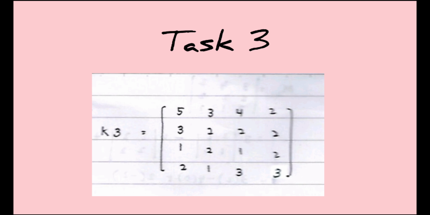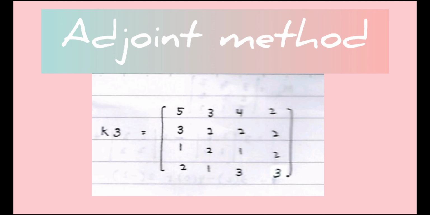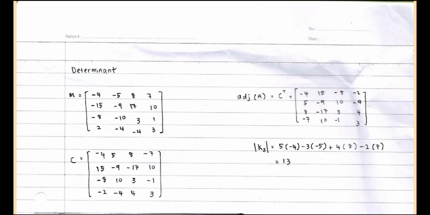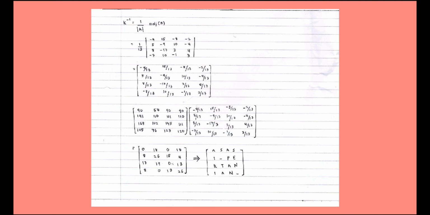For task 3, we need to find the inverse of K3 using either method, and we choose to use the adjoint method, which is the same method as task 1. First, as usual, we need to find the minor, cofactor, and determinant. The inverse of matrix K3 is multiplied with matrix P. After we got the result, we need to convert it into alphabet according to the alphabet arrangement already given in the task.